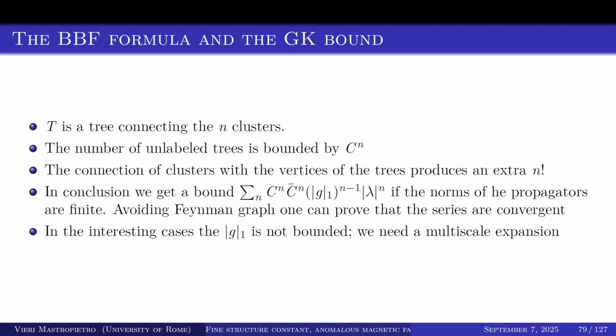So that is very good. You see, now you have a constant times G1 times lambda to the n. So it solves the problem of the volume and the problem of the factorial. Okay? So of course, what remains? It remains that G1 is infinite.